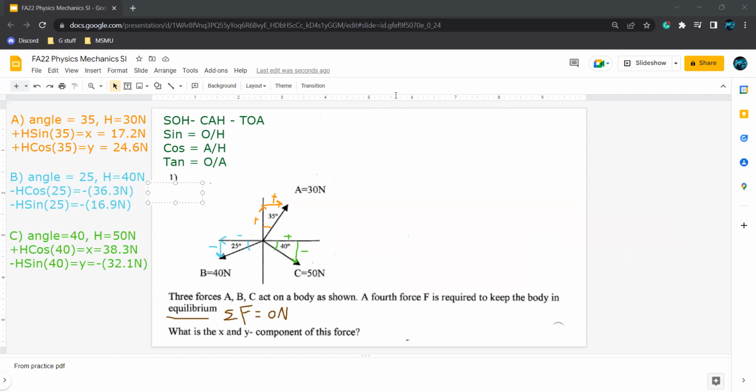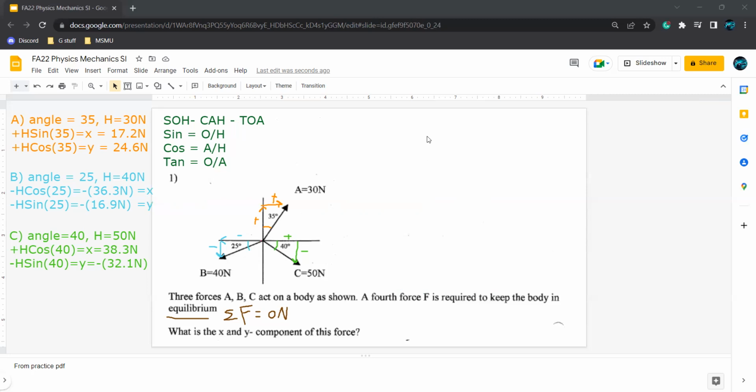Leave for B. Adjacent is x, so that's cosine is x. And then sine as well. There we go. And now we can start doing the vectors.